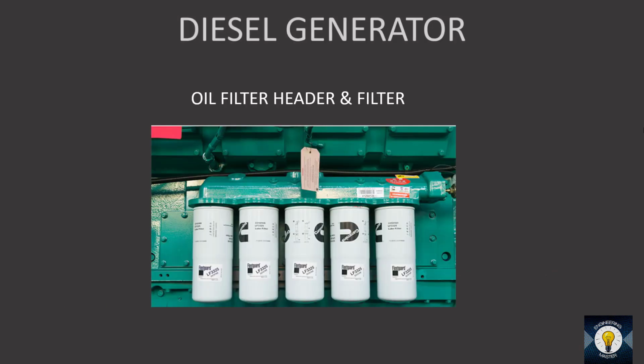Then oil filter, header and filter. This is the third filter in diesel generator. Fuel filter, air filter as well as lube filter are used in the diesel generator. You can see there is a header for the oil. In the header, filter is installed.